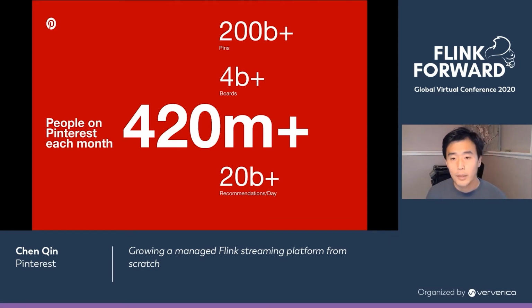The scale of Pinterest is web scale. It's enormous. Every month, there are 340 million people coming into the platform, and growing very rapidly. And as we speak right now, we have in total more than 200 billion pins of visual content. We have 4 billion plus pin boards created by the pinners. And every day we make around 20 billion plus recommendations to the pinners to give them inspirational content they really love.